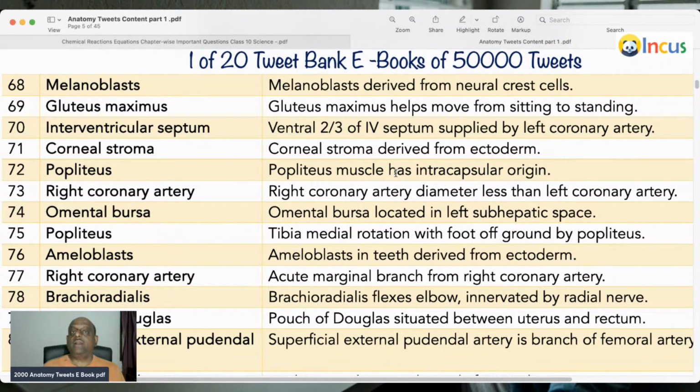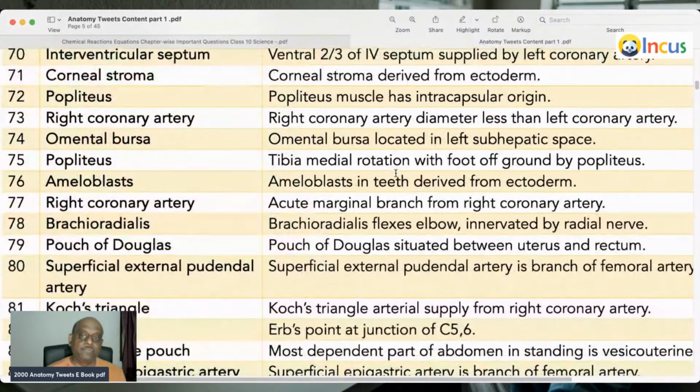Now, what is the function of popliteus? Whenever the foot is off the ground, the tibia needs to undergo medial rotation, without which there is a locking of the knee joint which will occur. And this tibial medial rotation is caused by the popliteus, is what you need to remember. Ameloblasts in the teeth are ectodermal derivatives.